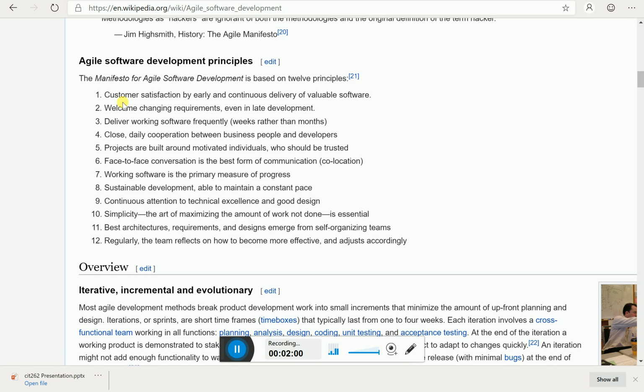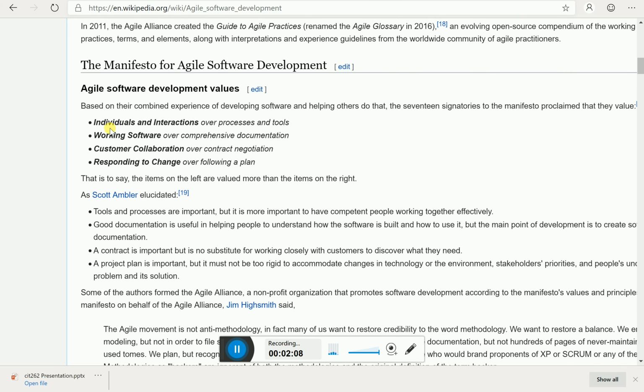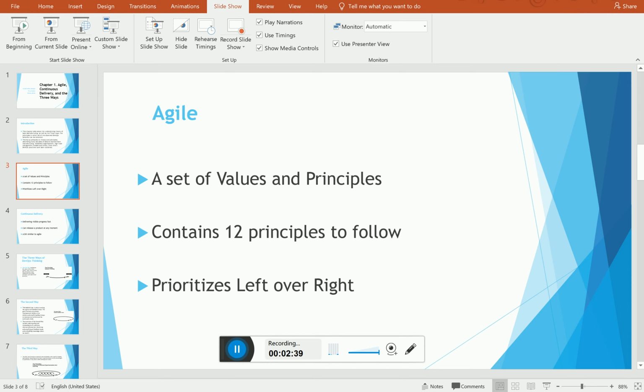And before we jump back to the presentation, Agile prioritizes the left over the right, and what that means is these four things here: the left over the right. So response to change is more important than following the plan. Customer collaboration is more important than contract negotiation. Working software is more important than comprehensive documentation, and so forth. It's not saying that following the plan is bad, or that there's no value in following the plan. There still is, but when it comes down to it, they value responding to change over the plan. So back to the presentation here.